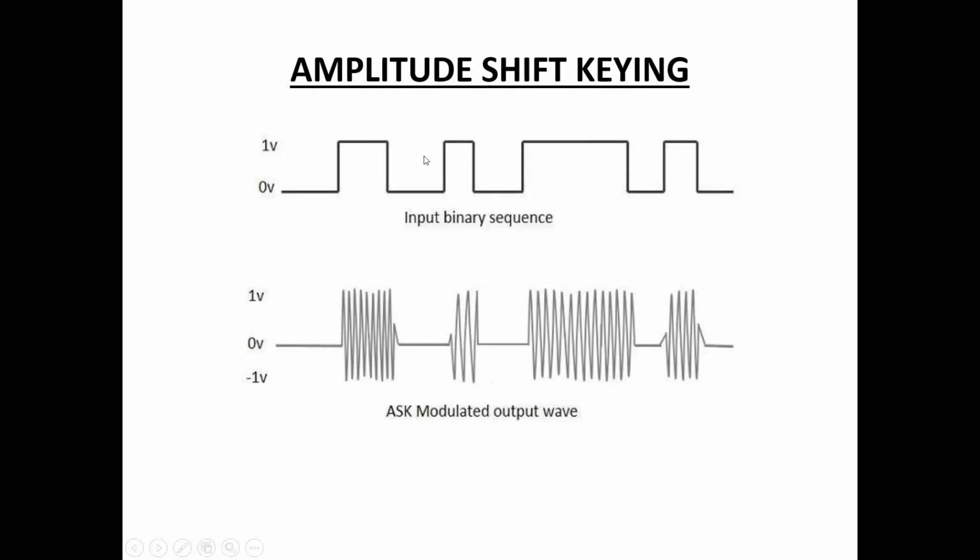Amplitude shift keying is a type of amplitude modulation which represents the binary data in the form of variations in the amplitude of a signal. The binary signal when ASK modulated gives a zero value for low input, that is, zero input gives zero value. If the input is one, then it gives the carrier output, a waveform. So zero means no waveform, one means there is a wave. That is amplitude shift keying.